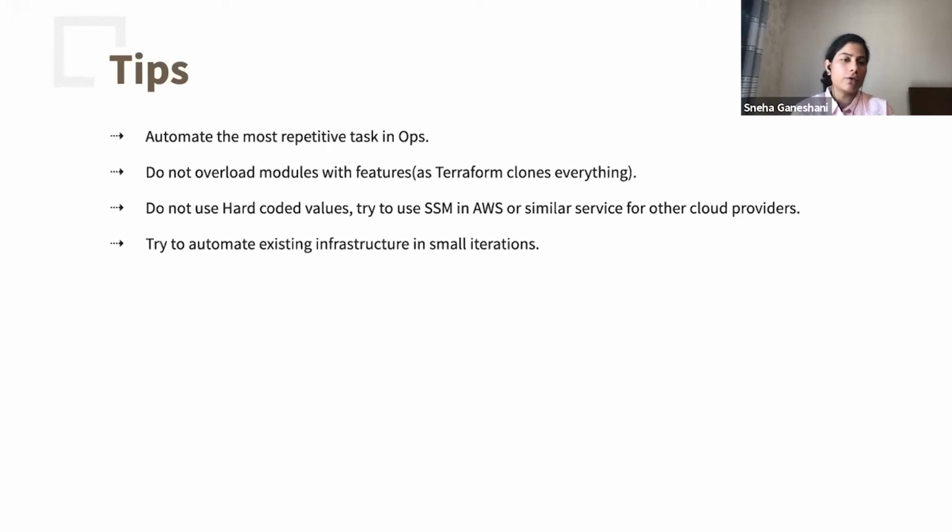Do not overload modules. Whenever you run Terraform init, the Terraform module repository is being cloned. So Terraform clones everything. So keep the modules specific to the features which you need. Do not hard code any values. Use SSM in AWS or similar services for other cloud providers. Also, try to automate the existing infrastructure in small iterations, because then it will be easier for you to keep track of the changes and to deploy or automate the infrastructure deployments.